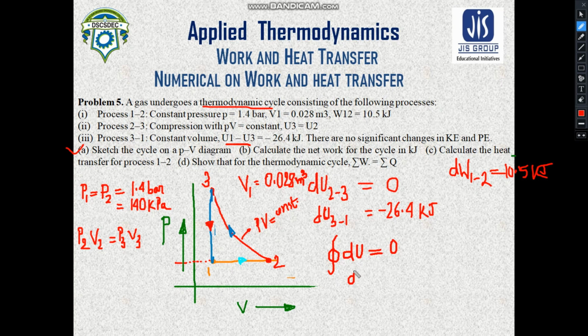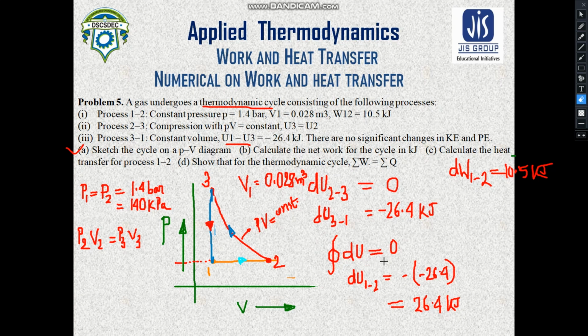So we can write du 1 to 2 will be equal to minus of du 2 to 3 and du 3 to 1, right? So it will be minus 26.4, because for the other one it is already 0, so it will be 26.4 kilojoule. So let us just write that, because it will help us afterwards.